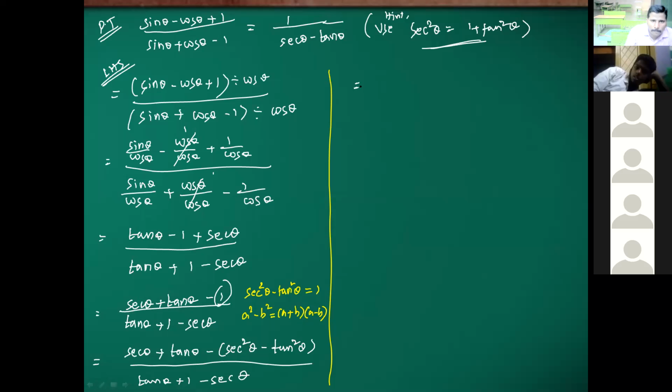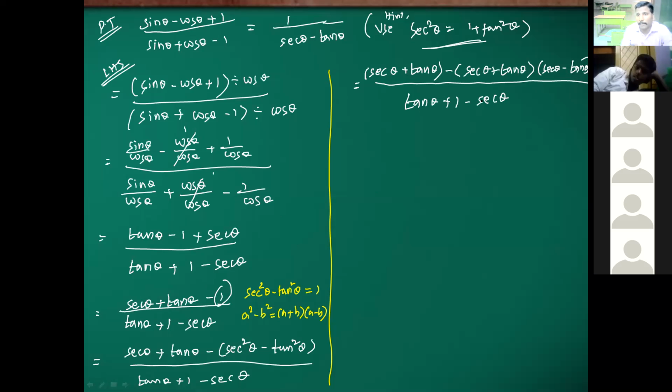Okay children, now let's go. First, secant theta plus tan theta, I am not doing anything; I am just writing it. Then secant square minus tan square becomes secant theta plus tan theta into secant theta minus tan theta. This is like a plus b into a minus b. Whole divided by the denominator, and in the denominator I'm not doing anything: tan theta plus 1 minus secant theta.